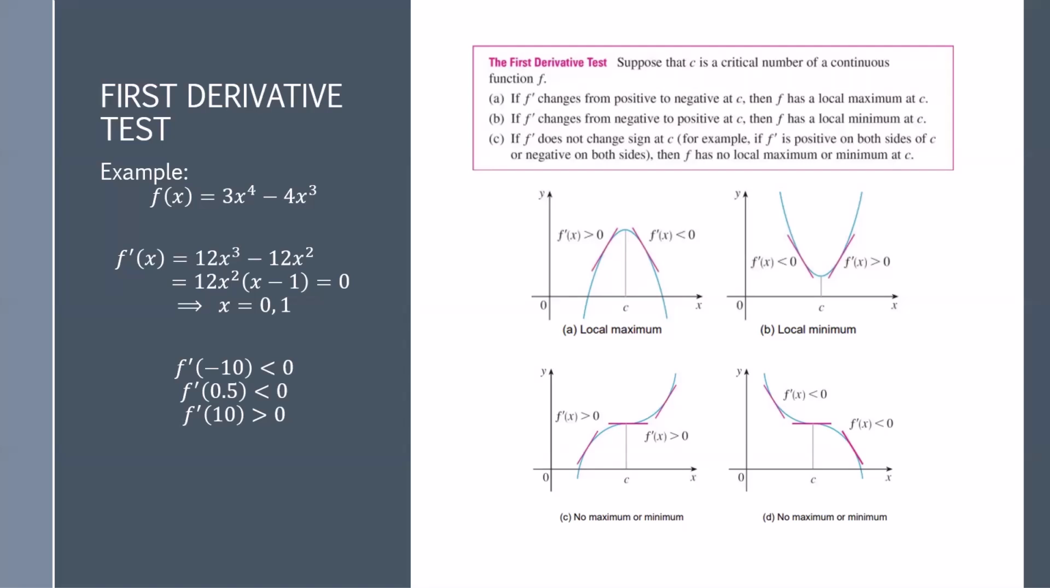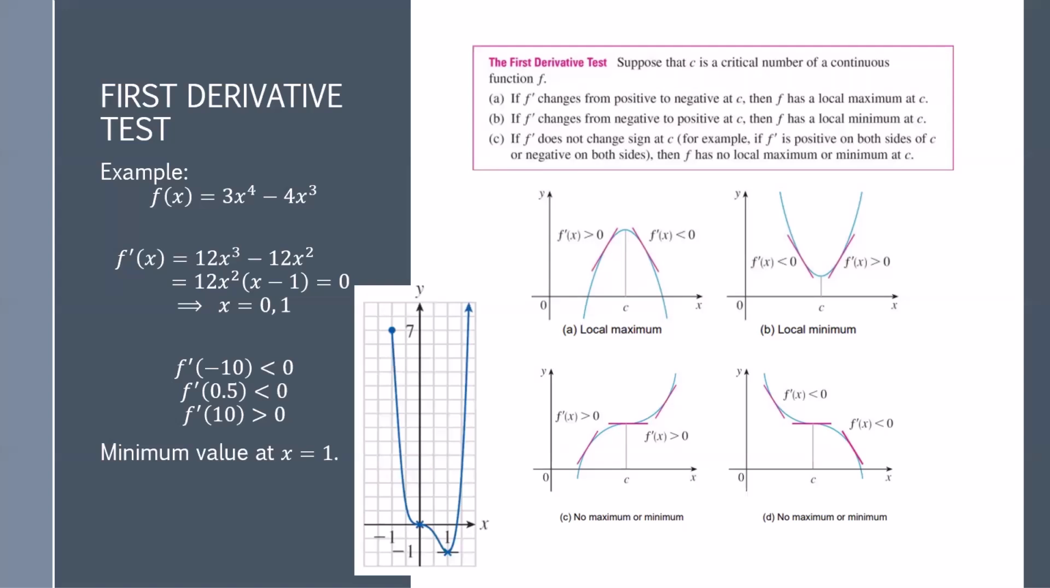Now, if we look at a value just a bit smaller than 1, for example, 0.5, and something larger than 1, for example, 10, we see that f prime of 0.5 is less than 0, and f prime of 10 is greater than 0, which means that we've got a minimum value at x equals 1, similar to figure B. The function itself looks like this diagram here. So at 0, we have no maximum or minimum, and at 1, we have a minimum.